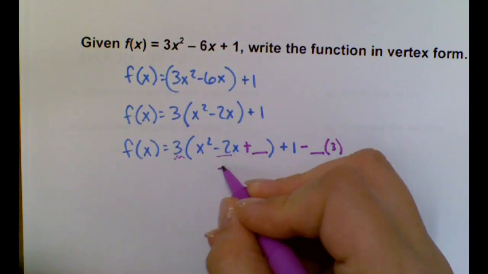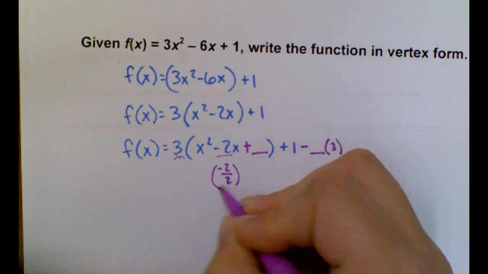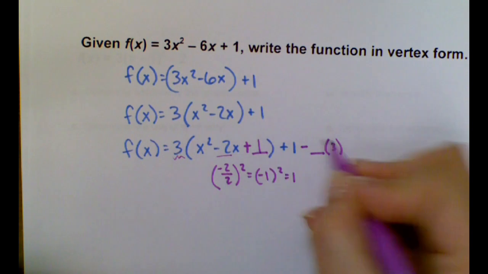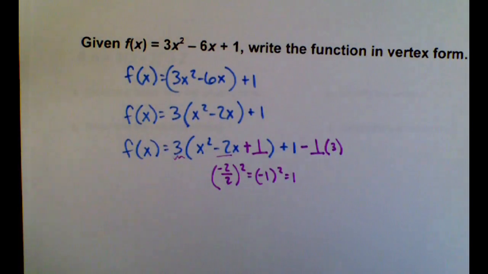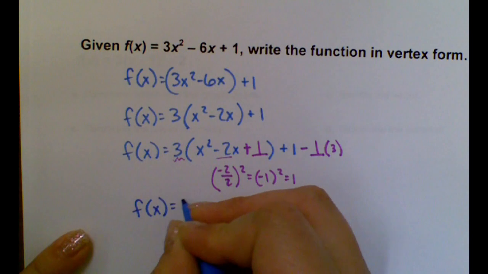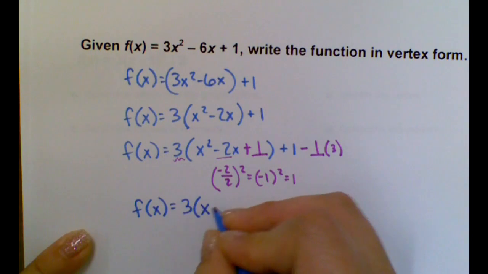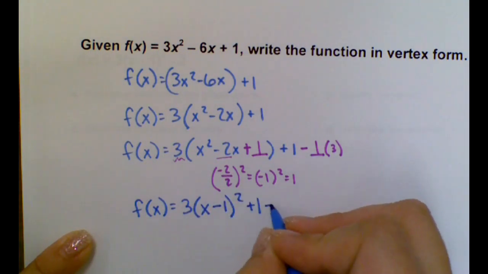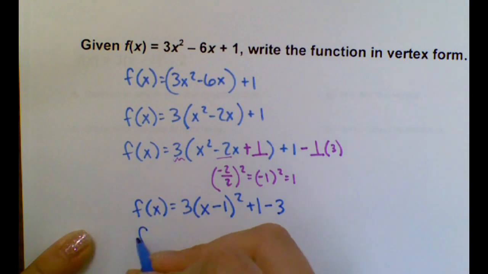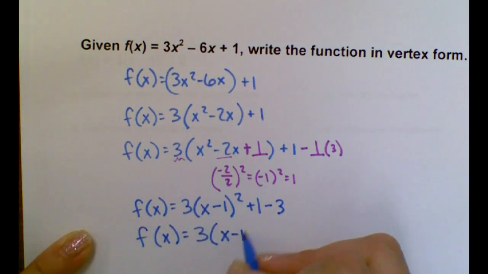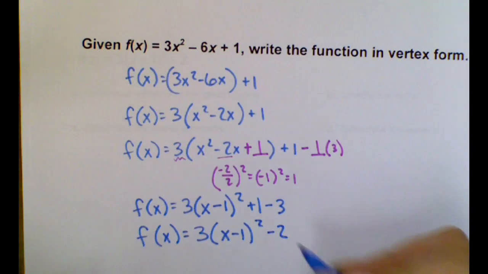Now we take our b value, negative 2, divide it by 2, and square that. I get negative 1 squared, which is 1 in both of those blanks. Now we factor. F of x is equal to 3 times x minus 1 squared plus 1 minus 3. So my function is f of x equals 3 times x minus 1 squared minus 2.